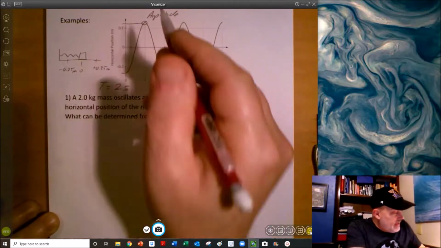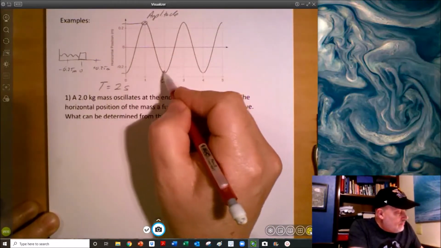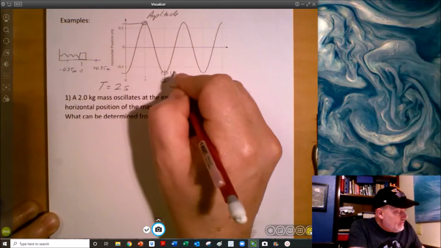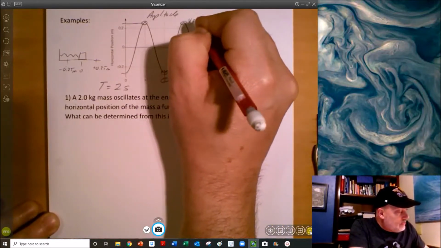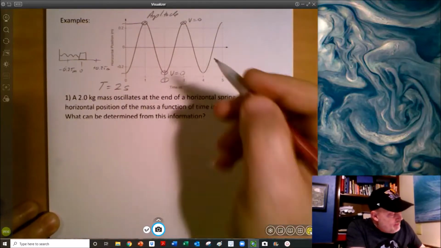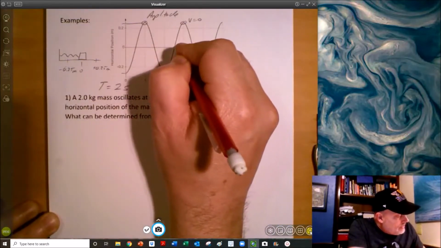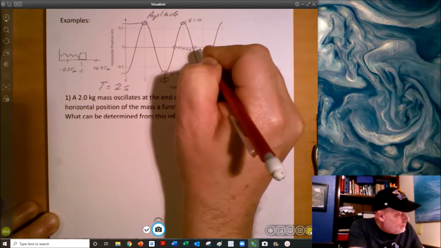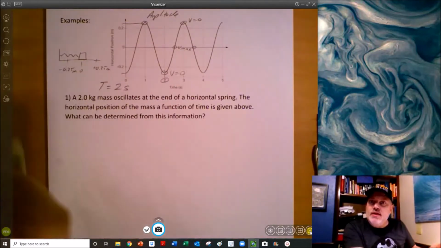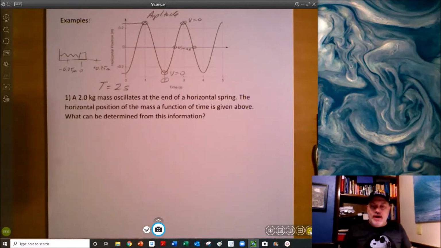Well, at the amplitude, at the far ends, the velocity would equal 0. So velocity equals 0 here, and velocity equals 0 here on the ends. That means that the maximum velocity is here at the equilibrium. So V max would be here at these spots in the center. In fact, let's go ahead and draw a graph of this whole thing and see what we get.